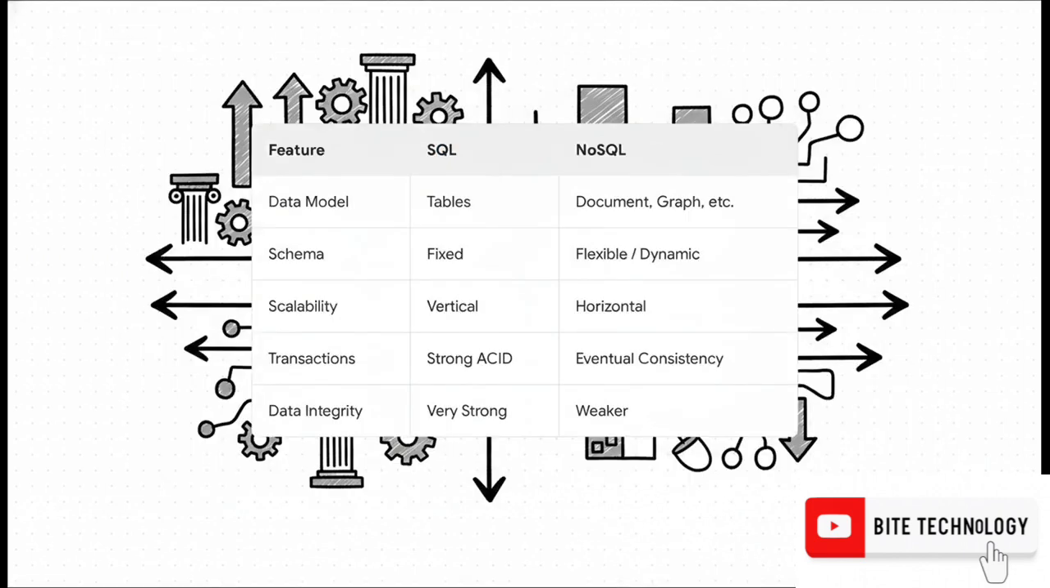This table is basically the perfect cheat sheet. Just look at the differences. Schema, fixed versus dynamic. Scalability, this is a big one. SQL scales up. You buy one bigger, badder server. NoSQL scales out. You just add more servers to the group. It all comes down to a fundamental trade-off. Do you want the strongest possible data integrity, or do you want mind-blowing scalability?